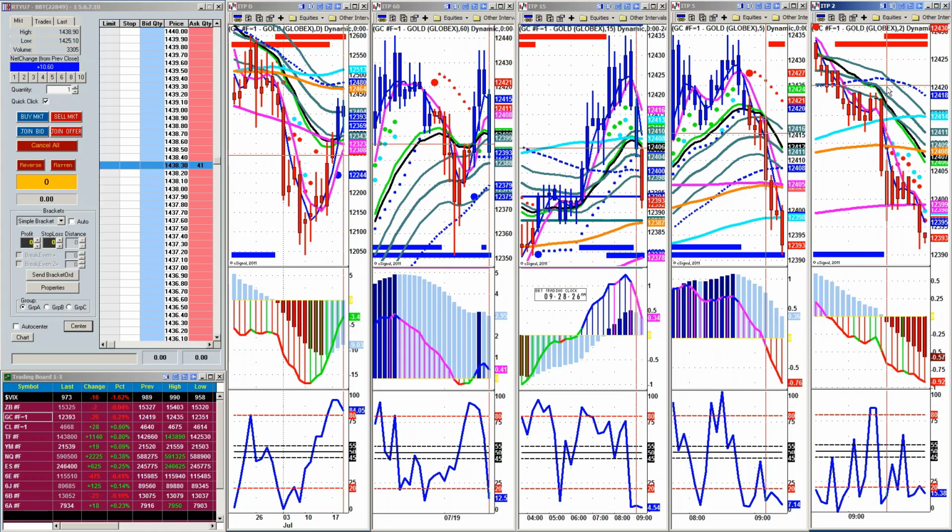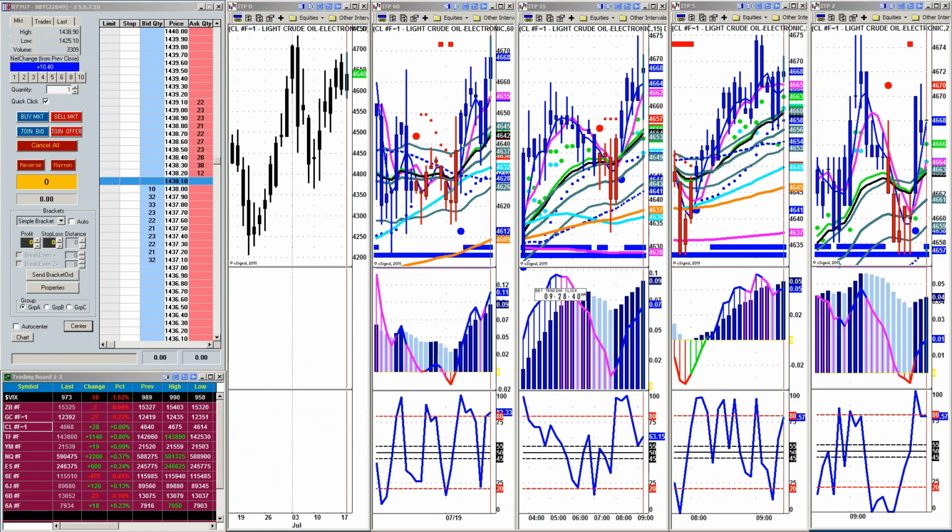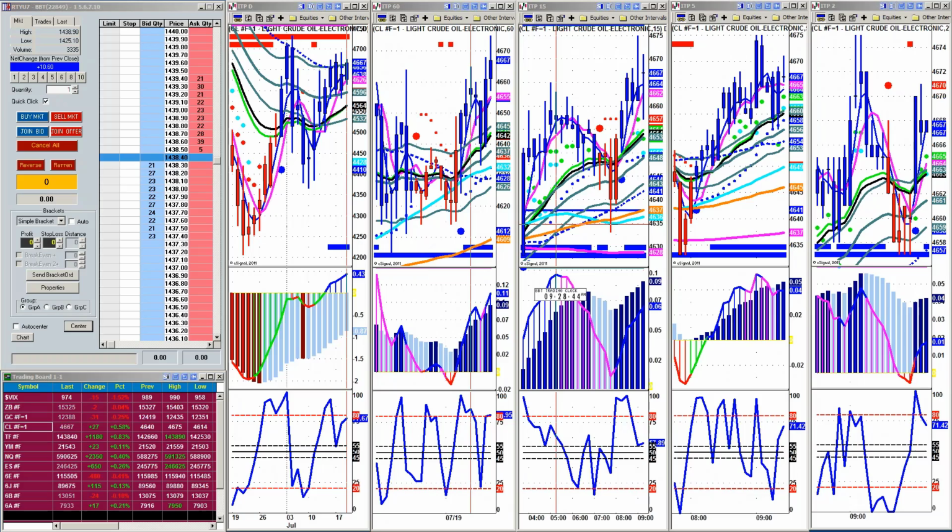Okay, gold, we kind of talked about this hodgepodge here. Let's go over to crude oil for just a moment. Remember, crude oil has news coming out in about a minute and 20 seconds, and of course it becomes very volatile most days at that time. So typically what I'll do on crude oil is let it settle out.